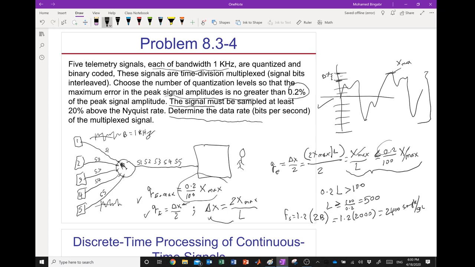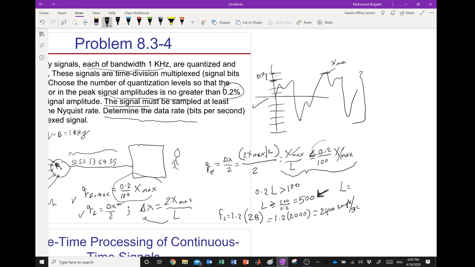So they want to know how many bits per second. Well, if I find how many bits per second for each channel or telemetry, then I just multiply by 5. I need to find the number of bits to represent these 500 levels. So that's first. Well, I solve this equation: L equals 2 to the power of n. This is 500 equals 2 to the n. And if you solve this equation, you will find n equals 8.9 bits per sample. But as we said, n cannot be a fraction, it has to be an integer. So then this should go to n equals 9 bits per sample.